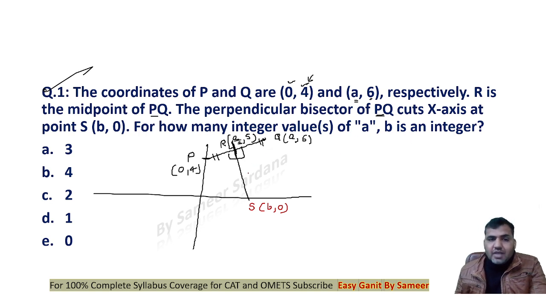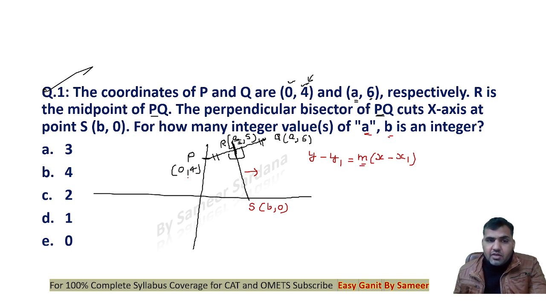b is an integer. So guys, the question is about a and b, so I need an equation in terms of a and b, right? You see that for the line RS, I know the coordinates of the points R and S. Can I find the equation of the line? Yes, everybody knows that the equation of a line is y minus y1 equals m into (x minus x1), right? Now just put the values here, and m is the slope of the line.